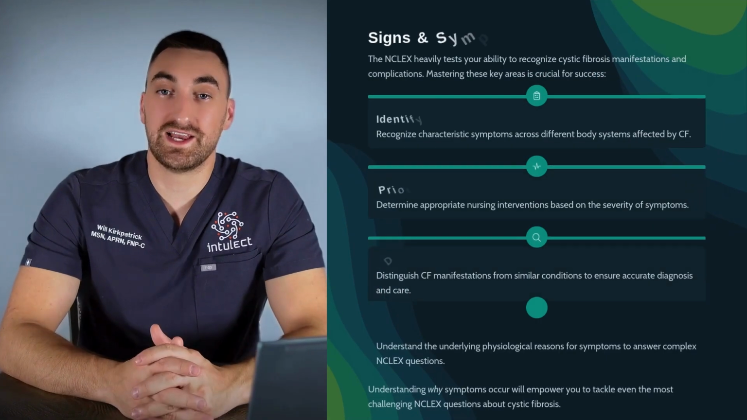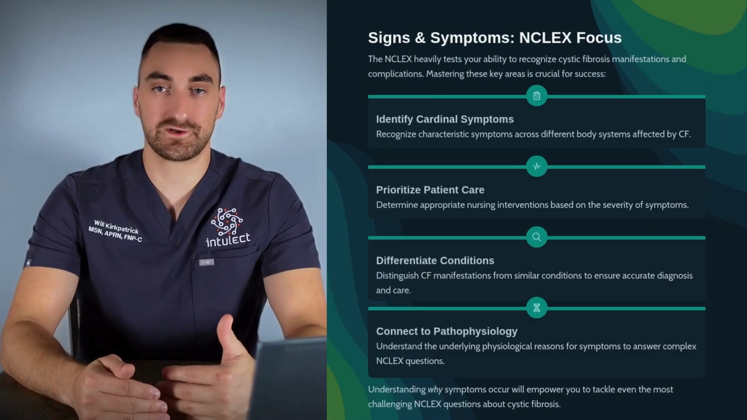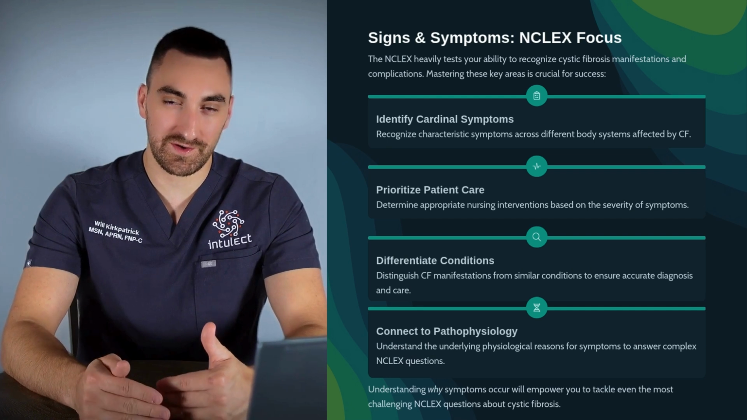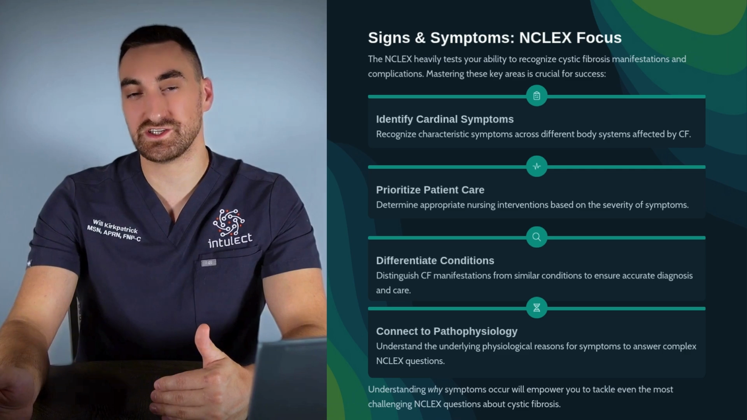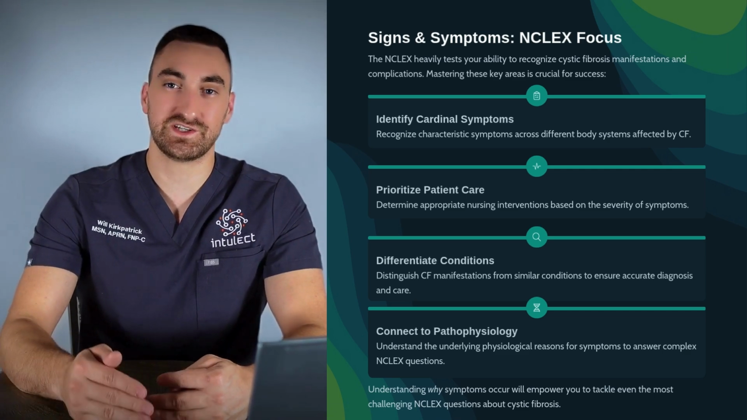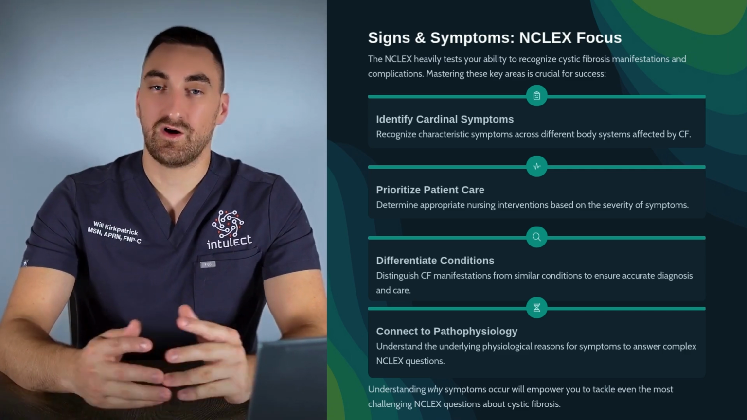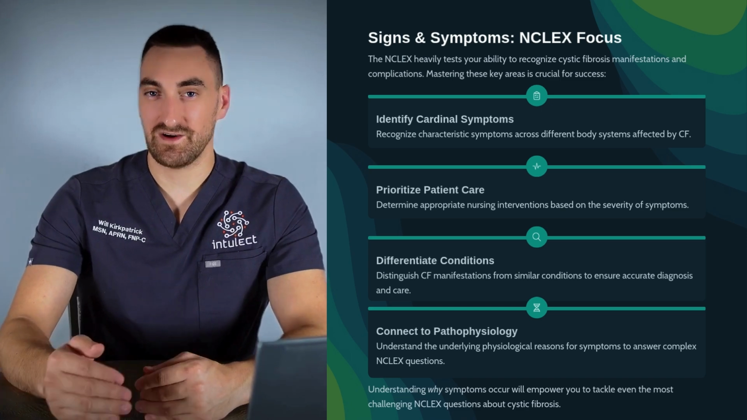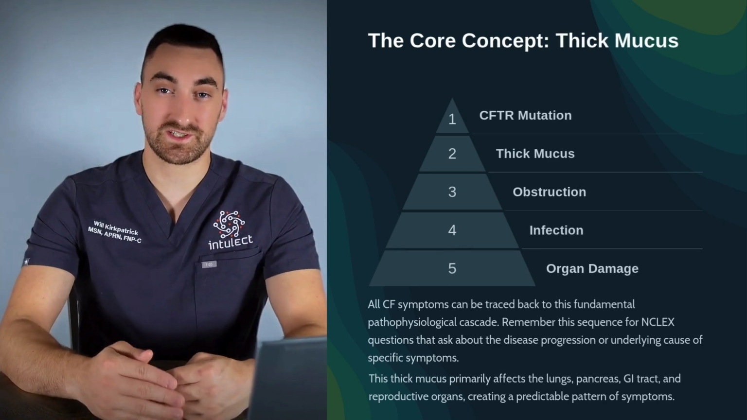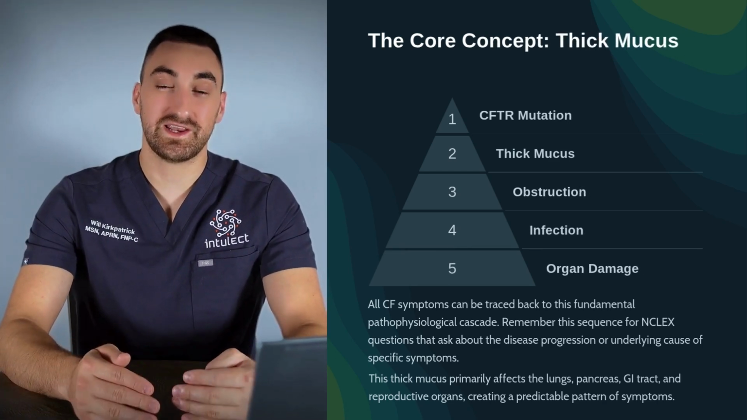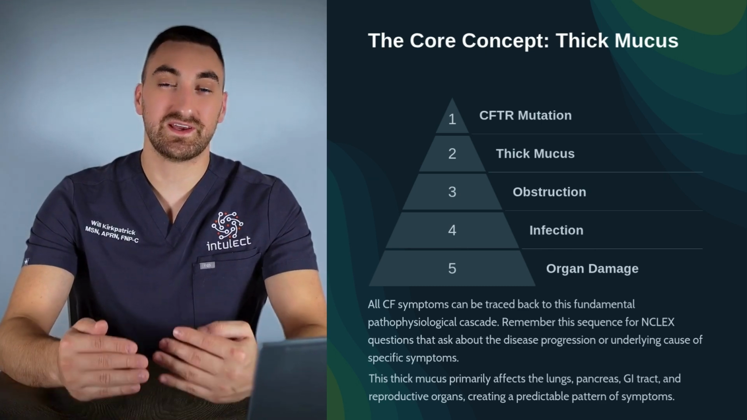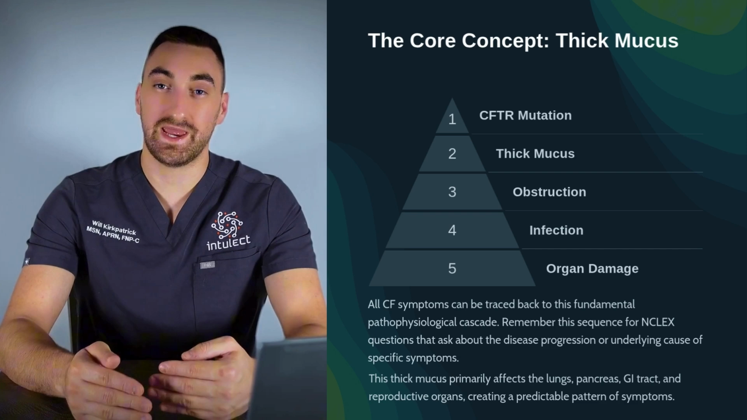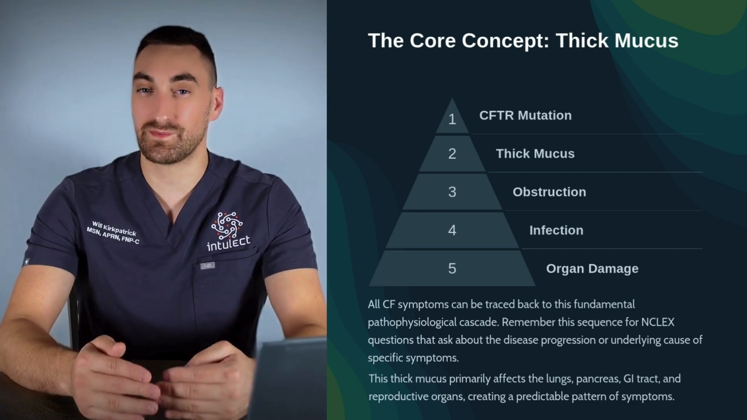Now let's go over signs and symptoms. The NCLEX and the nursing exams heavily focus on your ability to identify cystic fibrosis, and with that apply the complications that you're likely going to see if a patient is admitted into the hospital. And all of it really stems from your understanding of the pathophysiology. So once again, to put it really simply, cystic fibrosis is a genetic disorder that is related to thick mucus that obstructs and infects the body. And once again, it heavily affects the lungs, the pancreas, the gastrointestinal system, and the reproductive organs.